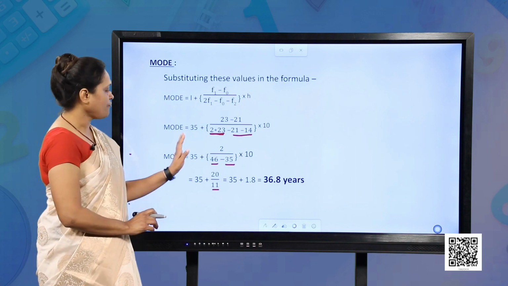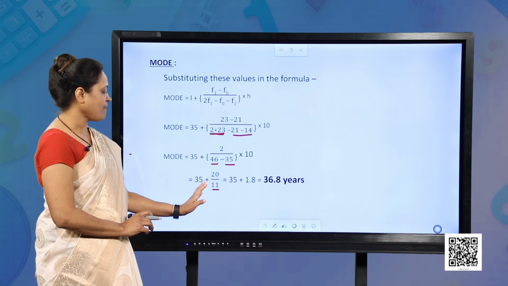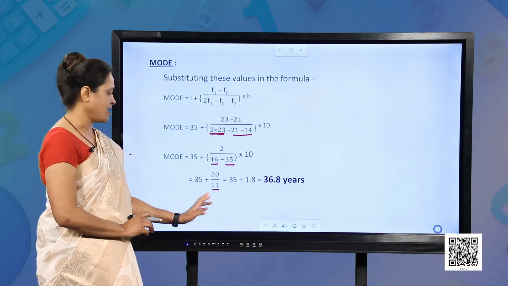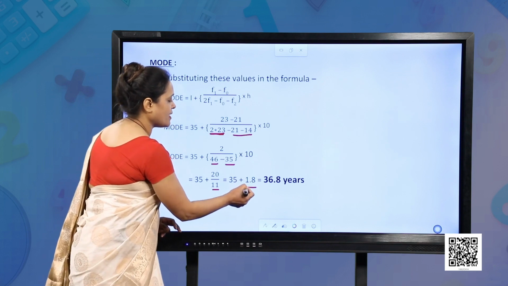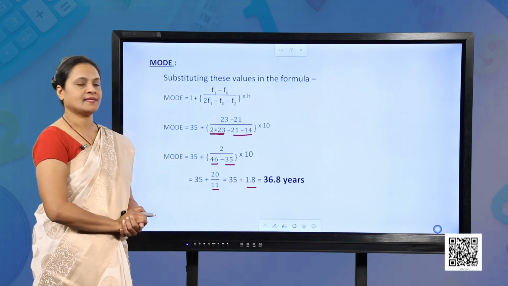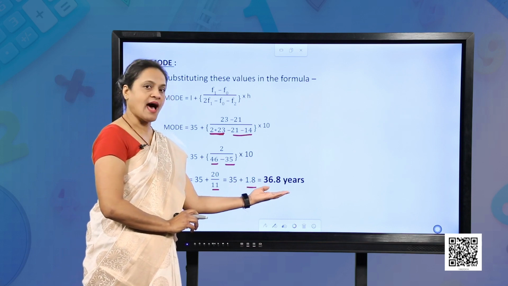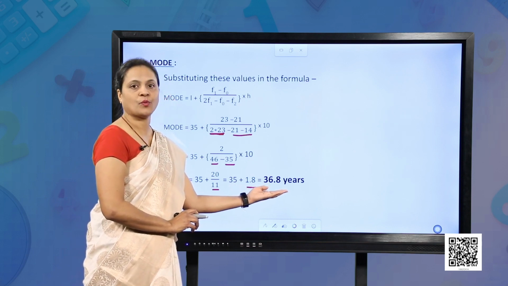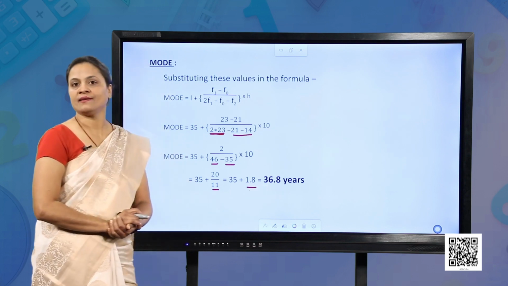So, when we do the final calculation, we get the answer as 35 plus 20 upon 11. 20 upon 11 when converted into decimal is 1.8. Adding 35 and 1.8, the answer turns out to be 36.8, which is the mode of this given distribution.